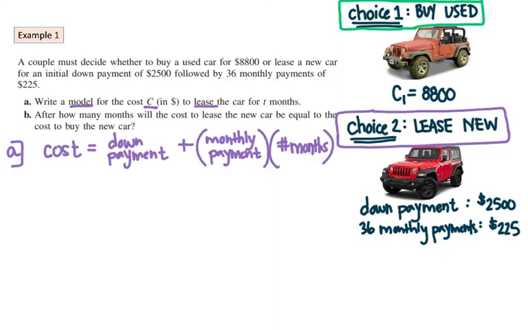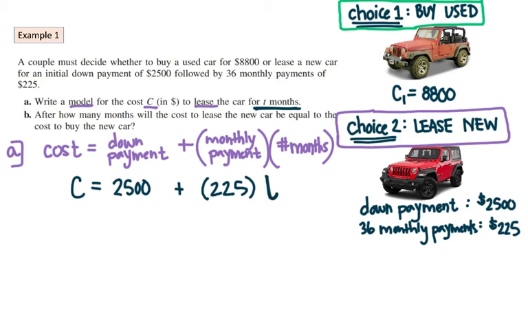So if we were to take out the words and replace them with numbers and letters to make it look more like math, we would get this. Instead of cost, we can just say C. The down payment in this case we know is $2,500. The monthly payment in this case we know is $225. And instead of writing 36 months, they want the equation to just use the letter T for months.